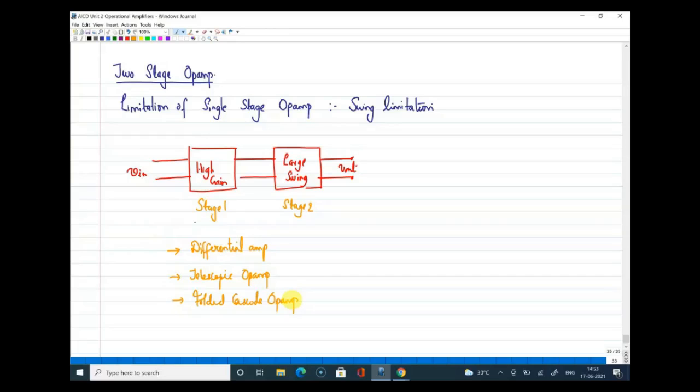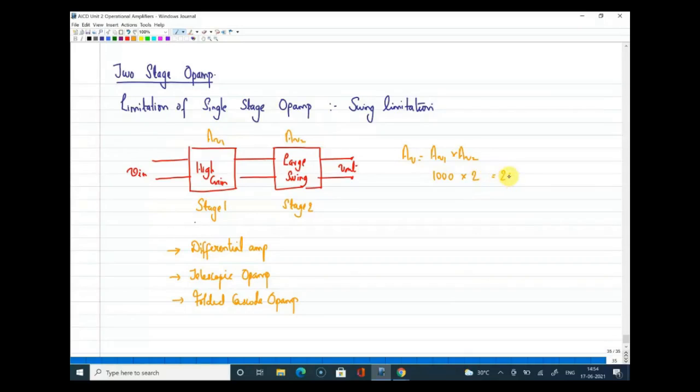Now, since the second stage is mainly to have a larger swing, we need a very simple stage, in the sense a stage with very few transistors, but it can contribute to gain. So what will be the combined gain here? Say this is AV1 and this is AV2, in volts per volt. The combined gain will be AV1 times AV2. So the first stage is giving you a gain of say 1000, and the second stage is giving you a gain of 2.